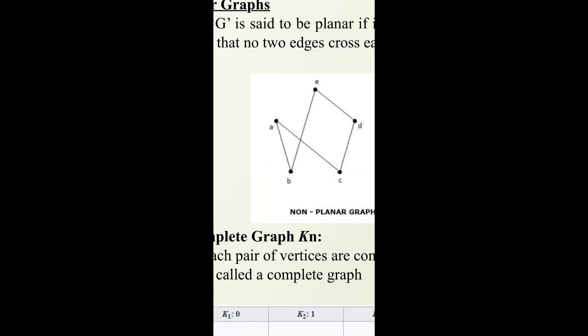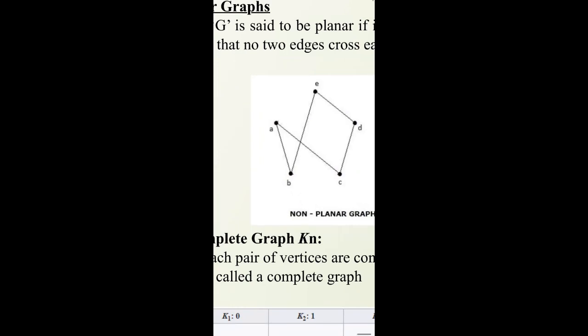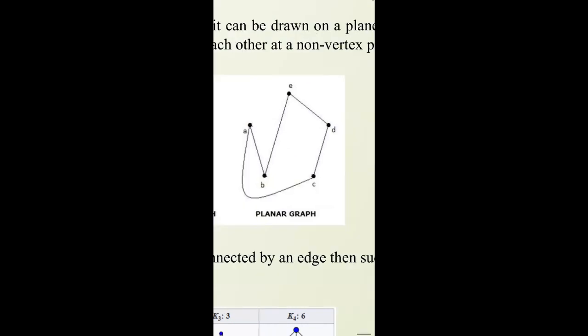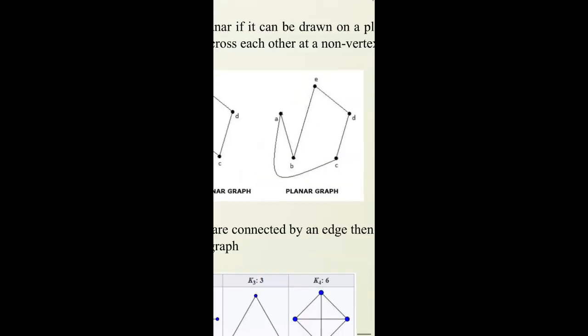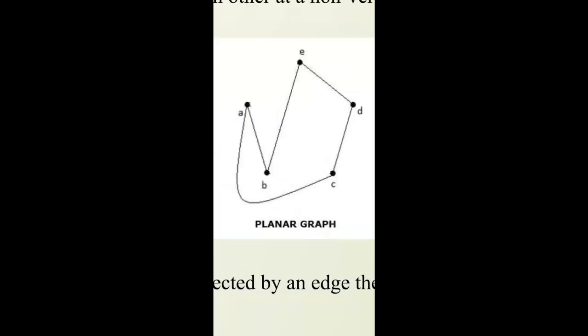If any two edges cross each other, like here A and C, this is an edge, and here B and E, this is also an edge, and they intersect each other at a point that is not a vertex. So this is a non-planar graph. And here we can move our edge from A to C, and there is no intersection of any two edges. This is a planar graph.